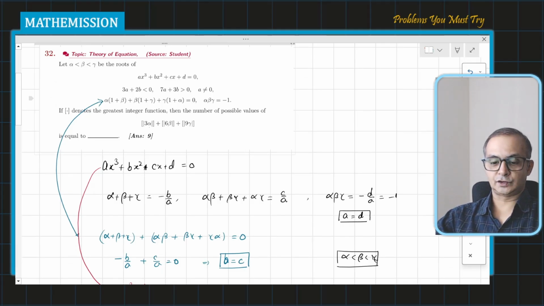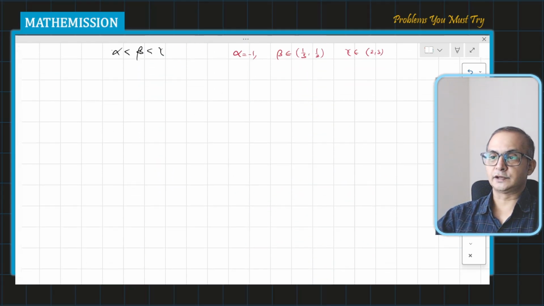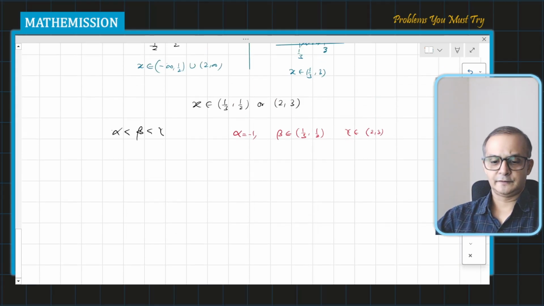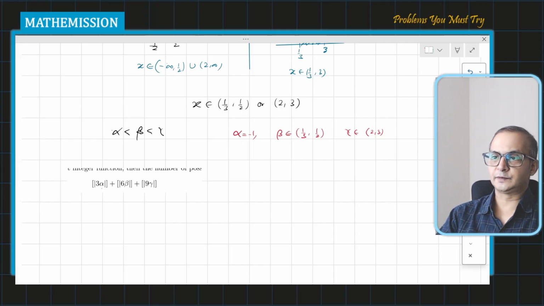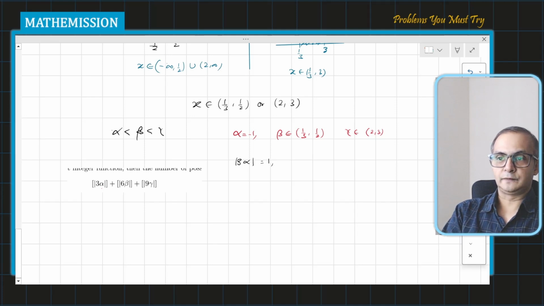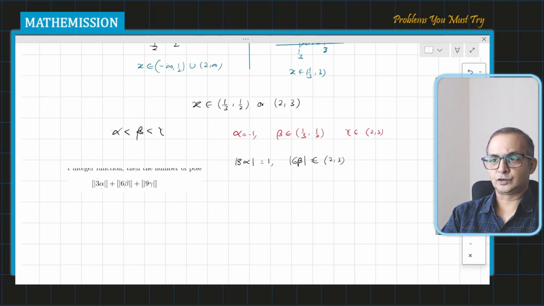So let me just take this copy there. This is 3 alpha. By the way, the magnitude is given, so that's a good sign. So we already set up this thing, so just multiply by 3. It will give you the mod of 3 alpha equal to 1. When you multiply 6 beta, there's no need to take the mod because it's already positive. 6 beta is lying between 2 and 3. If you multiply 2 to 3 by 9, 9 gamma is lying between 18 to 27.